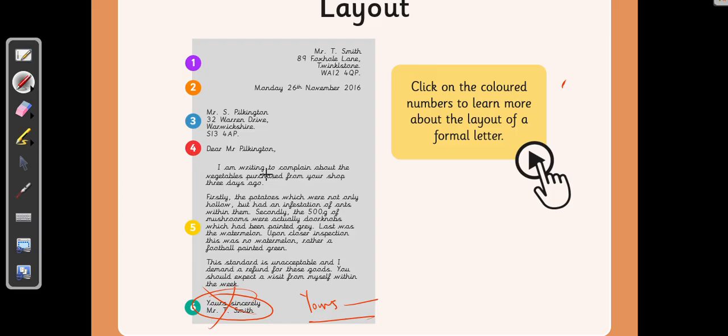Okay. Now, we are starting from, as opposed to the informal letter where we have just one address, which is the writer's address, right? But for the formal or official letter, you need two addresses: address 1, address 2. Now, address 1 is the writer's address.